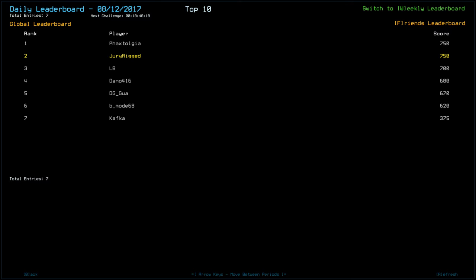LB, probably getting low drone health again. Starting with a 590 is real close to the top end. So I could definitely see a 50-point difference there. Dano may be in the same situation. May have had a problem with slime and not been able to get a scrap. DG Gua could have taken slime. B-mode 68, same situation, and Kafka definitely lost the drone, which could be swarm, could be slime. As I've often, if not always, said, anytime you have swarm, there's a good possibility someone's getting an episode score of 0. So if you haven't done your run yet, good luck.